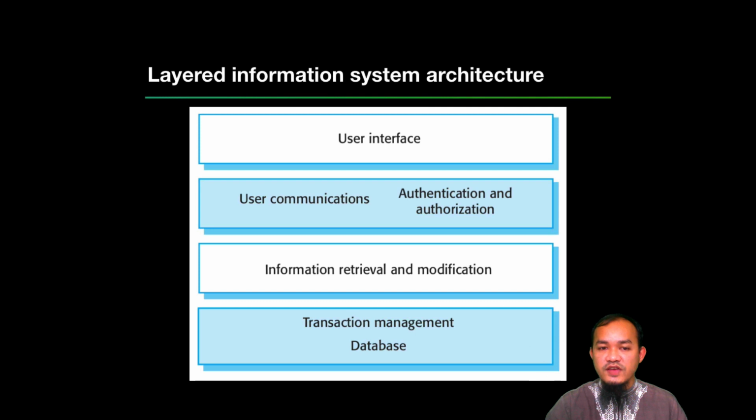It will look like this. Start from the user interface, and then the user tries to access any service provided by the system. Then the system will validate whether you are authorized, whether you are the right person to retrieve and modify the information. And then they also have the database, one layer that we call database transaction management.